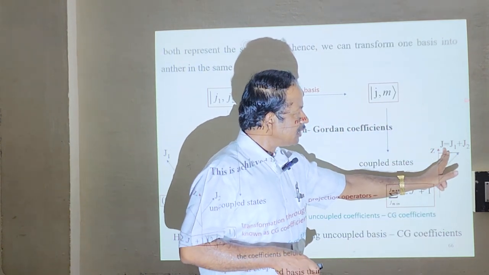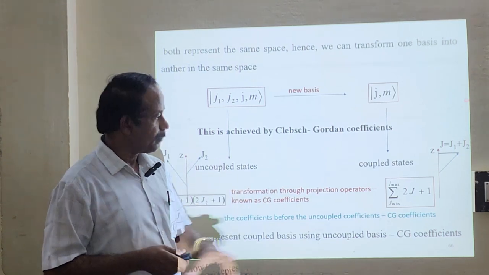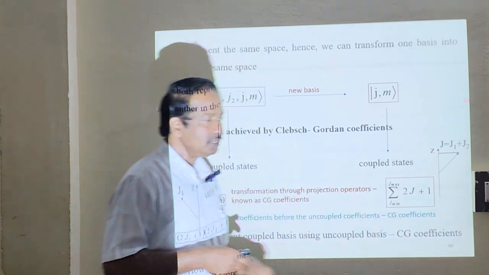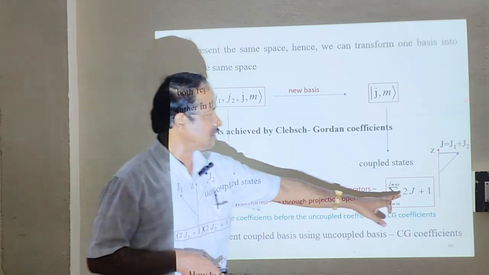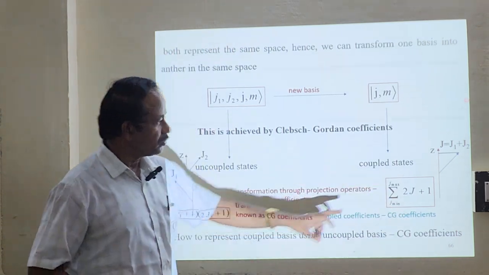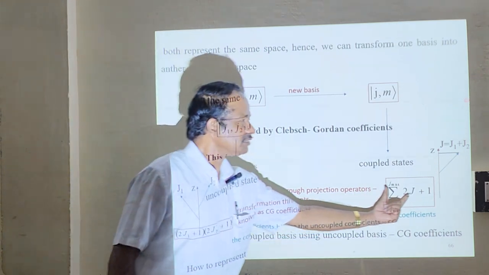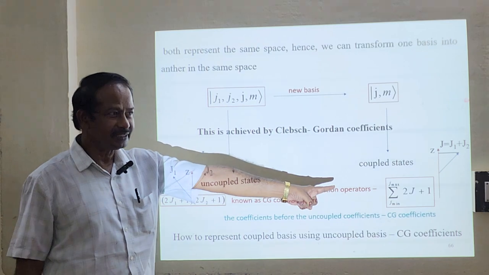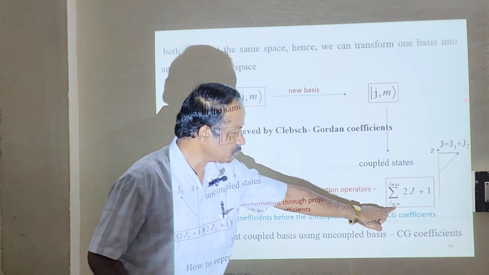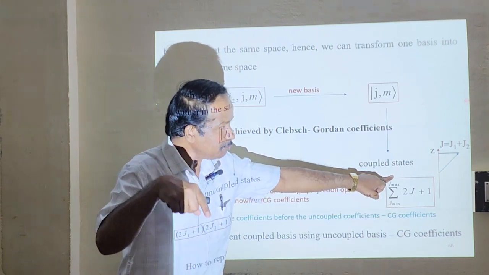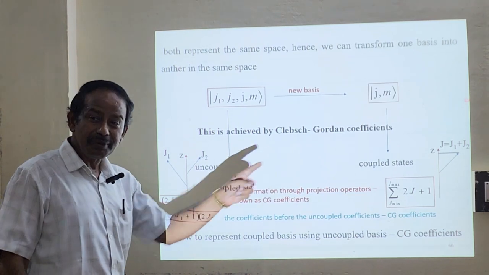Again, the coupled state will be j equals j1 plus j2. So we have added these two bases, and the formula will be 2j plus 1, where j goes from j minimum to j maximum. So now it means that here this is a multiplication, and here it is the addition. You just look at the summation: 2j plus 1, you have to use j minimum and j maximum and add, but here you are going to multiply. Both the bases will be the same.